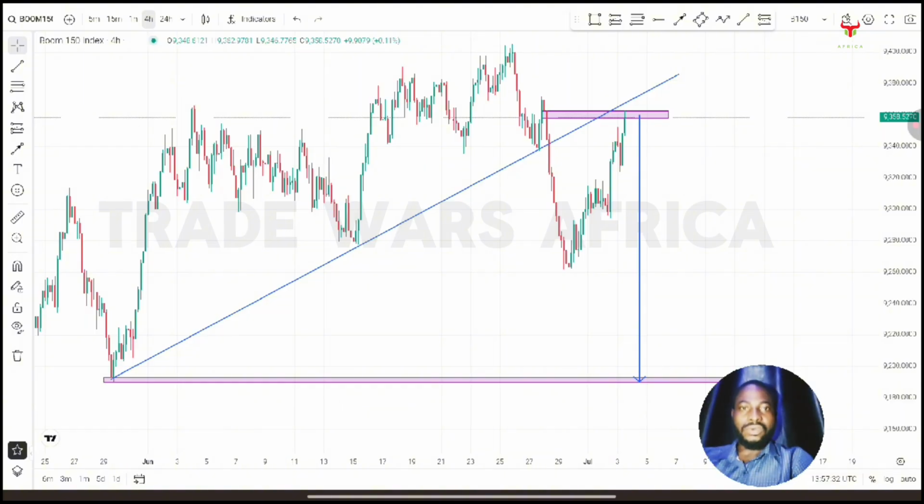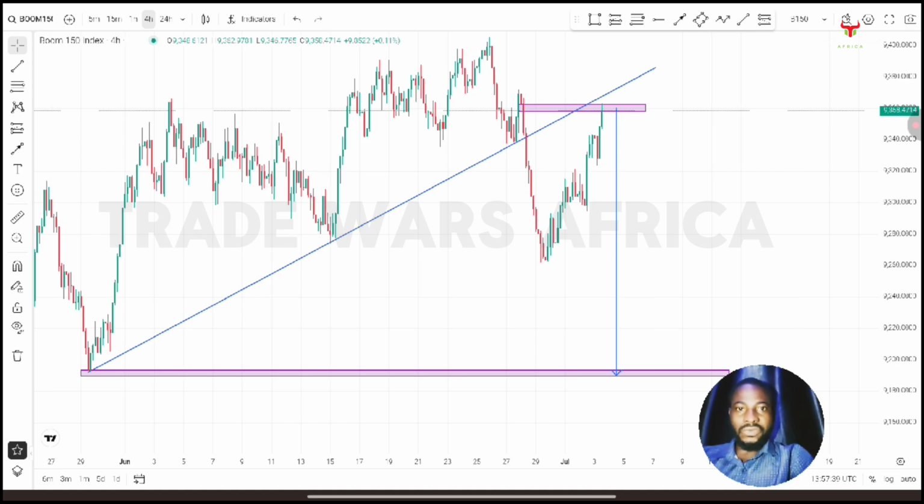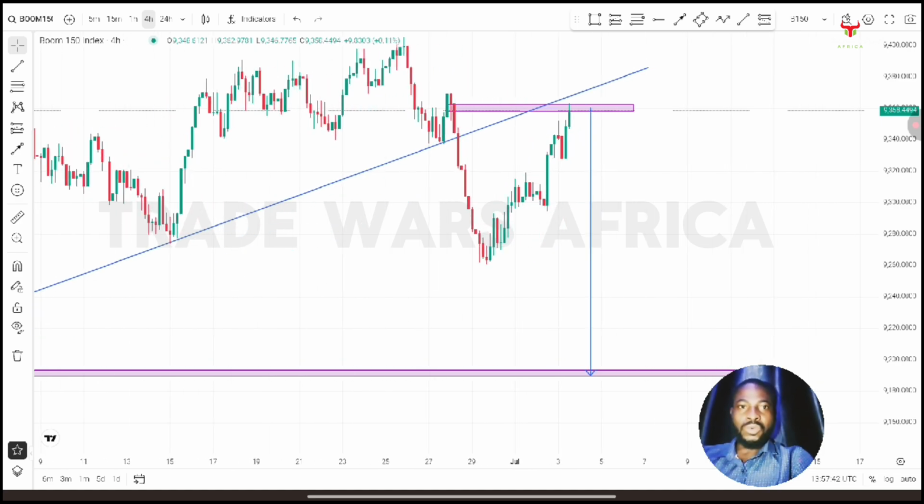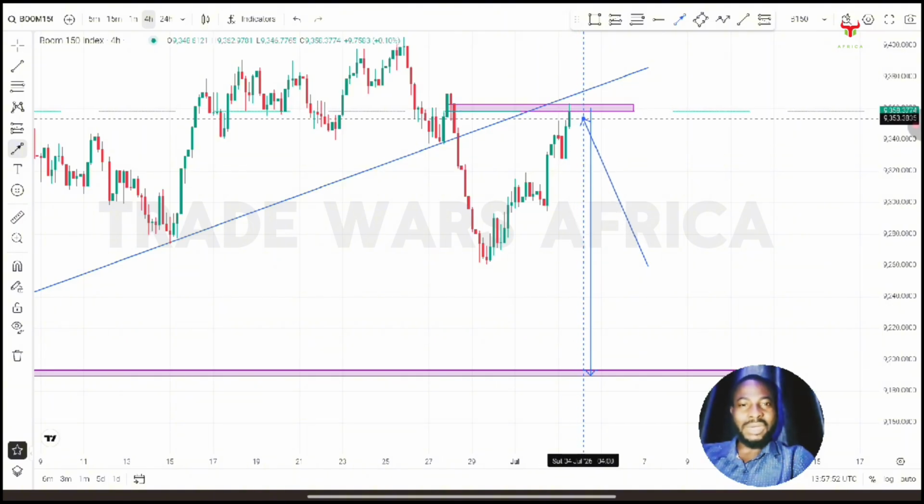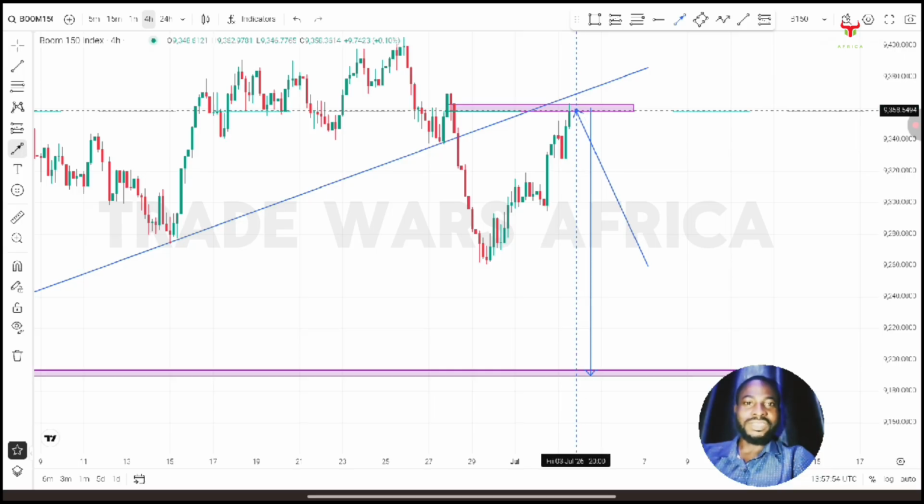What I'm looking at for in this place now is this 4 hour rejection candle. Once this 4 hour rejects and closes properly, I can now scale down to my 15 minutes, 1 hour, thereabout, then execute my trade.